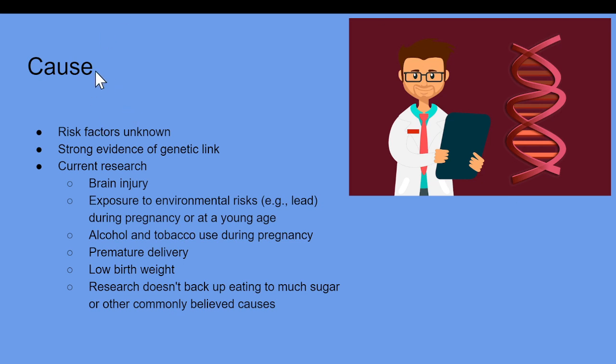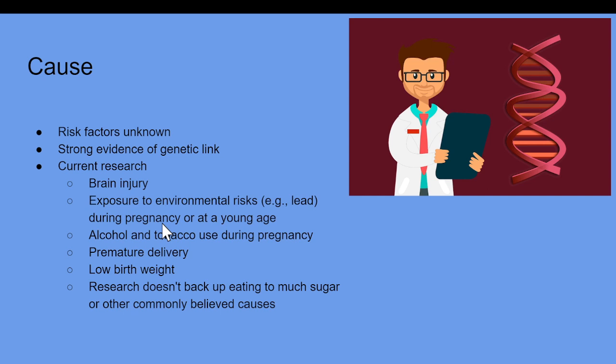The causes of ADHD. So the risk factors are unknown currently. There's strong evidence that it is linked to genetics, which means it's passed down from parent to child. The current research that we're looking at to understand if there could be a risk factor is attributed with brain injuries, exposure to environmental risks such as lead during pregnancy or at a young age, alcohol or tobacco use during pregnancy, premature delivery, low birth weights. But all of that is theoretical right now.